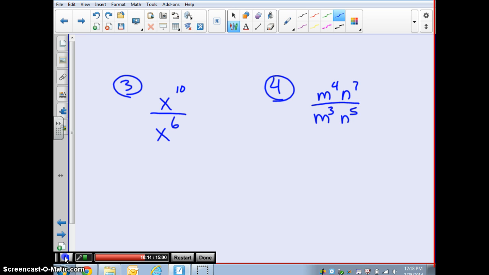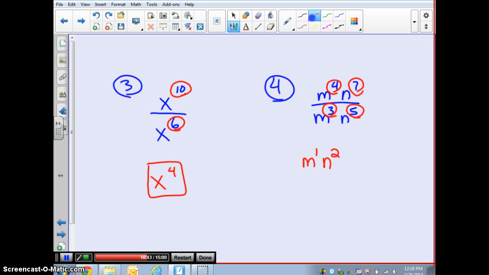Okay, for number 3, we see that we have the same base here. We have some x's, so I'm going to write my common base down, and then I'm going to subtract the exponents. 10 minus 6 is 4. So our final answer is x to the 4th. And for number 4, I would write down my common base, which is m, and I'll subtract the exponents. 4 minus 3 is 1. And I'll also write down my n and subtract the exponents. 7 minus 5 is 2. And if we want to make that a little more simplified, we would say m n squared. And that would be our final answer.